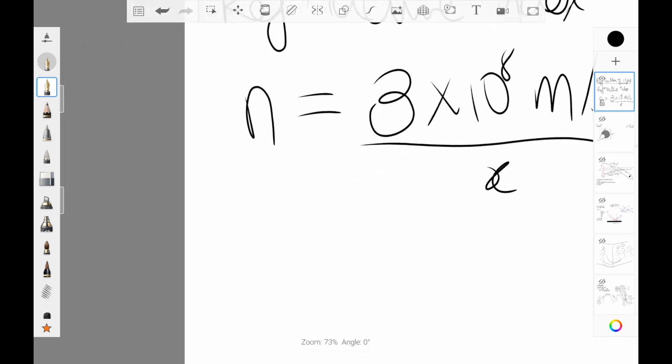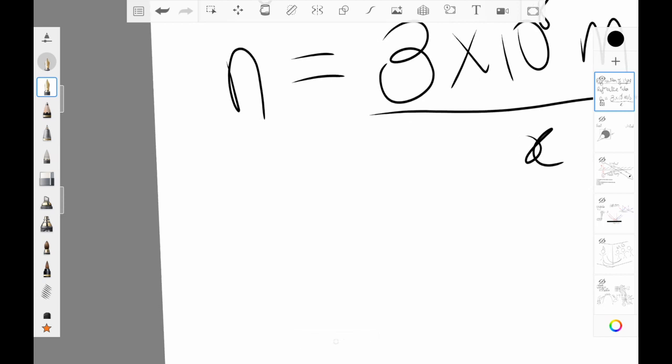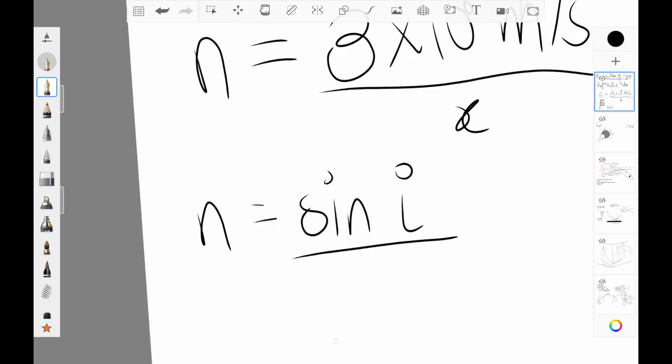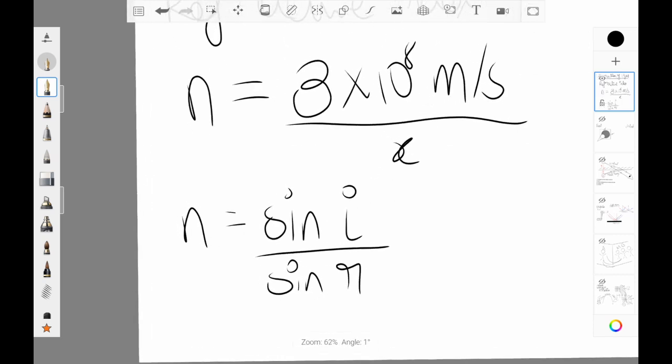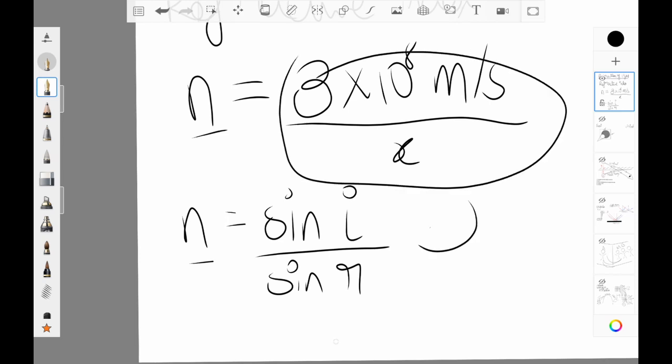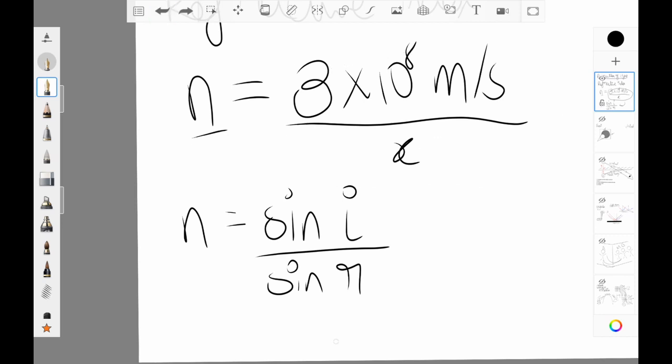Another formula for n, which you'll see a lot more often, is n is equal to the sine of the incident angle, which is i, over the sine of the refracted angle, which is r. And obviously, since n and n are the same, you can say that this is equal to this. There are questions where they won't outright give you the incident angle, or they might not give you the refracted angle, but they'll give you x, and you'll have to use the relationship between the two formulas for n to find one of the angles.